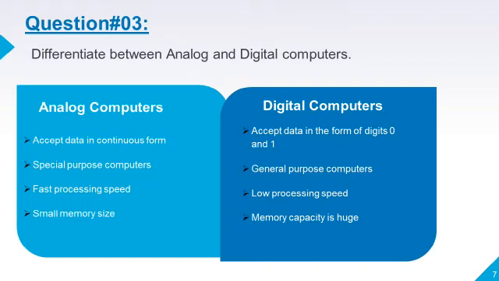Analog computers have fast processing speed as compared to digital computers. Digital computers have low processing speed. Analog computers have small memory size and digital computer memory capacity is huge.